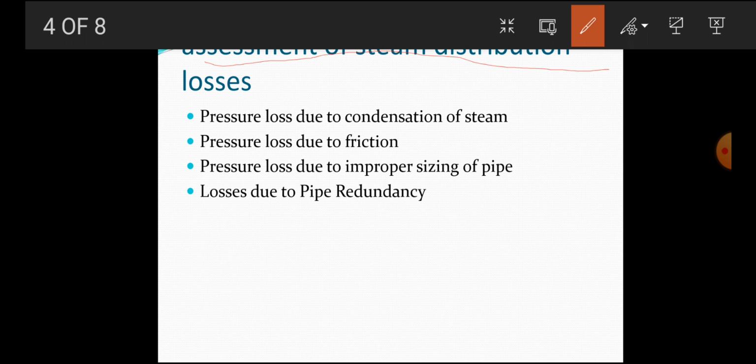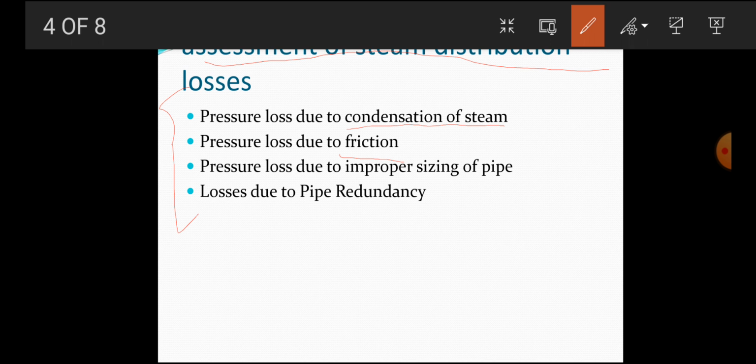So what are the losses during this distribution of steam? As you can see, there is pressure loss due to condensation of the steam. That is, the steam condenses, so its temperature reduces and it converts into water. That is one loss. Then, due to friction: when steam comes in contact with the pipe surface, it creates some friction, and there is also internal friction, viscosity.